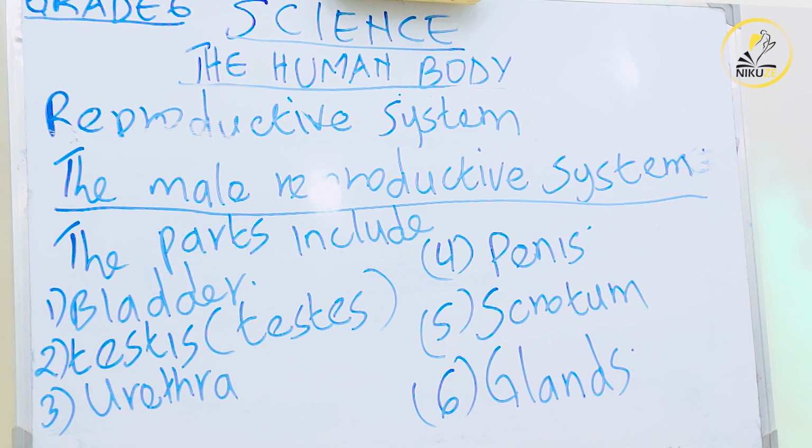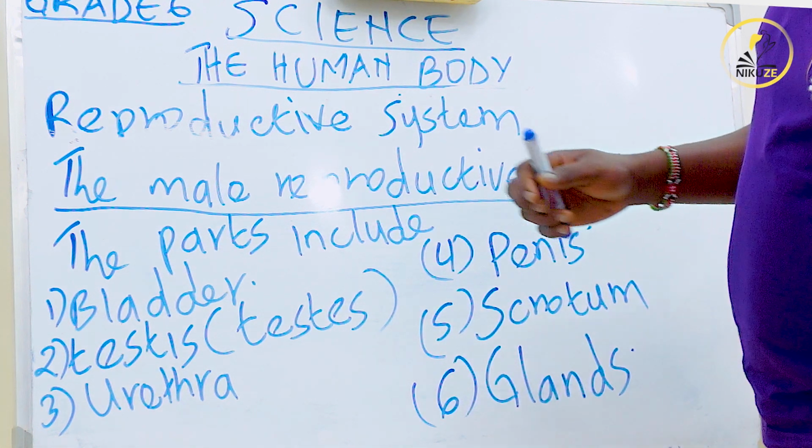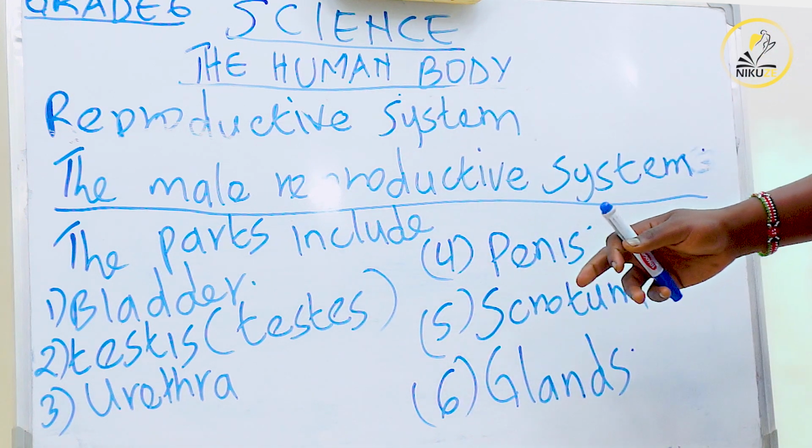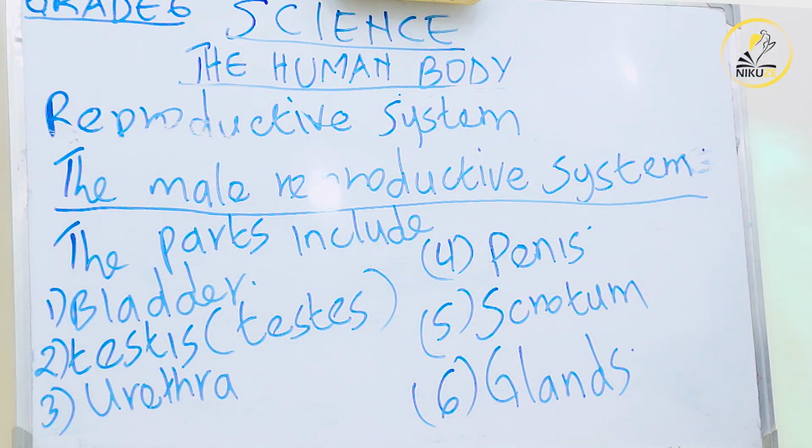Now those parts make up the male reproductive system. We have the bladder, the testes, the urethra, and then we move to the penis, the scrotum, and finally the glands. All these parts play a major role in the male reproductive system. What are the roles? To begin with, we are going to have the first part and its function.